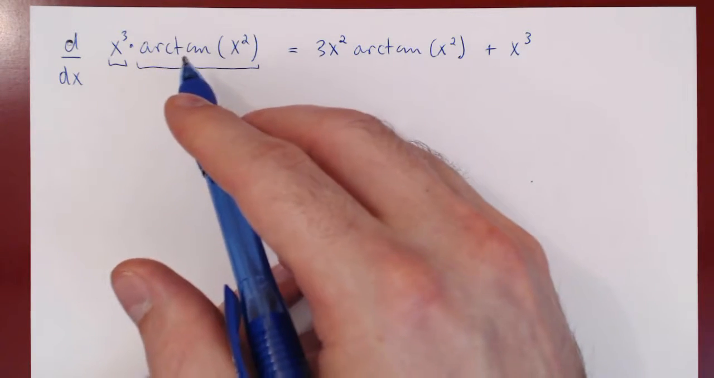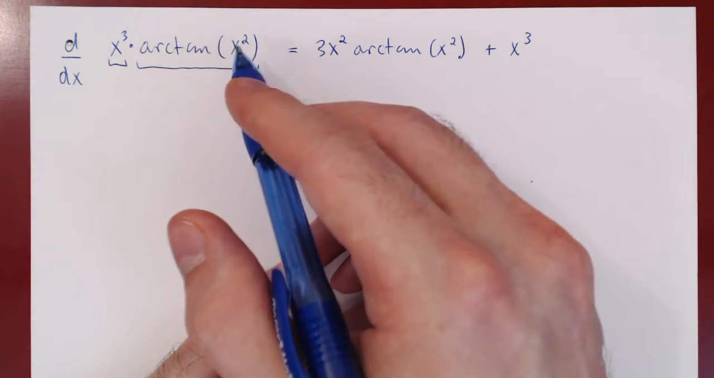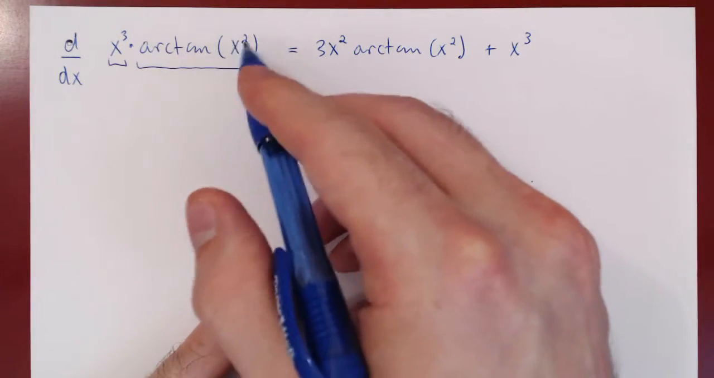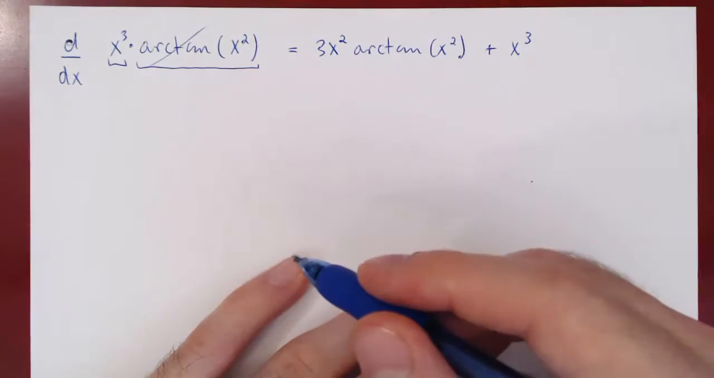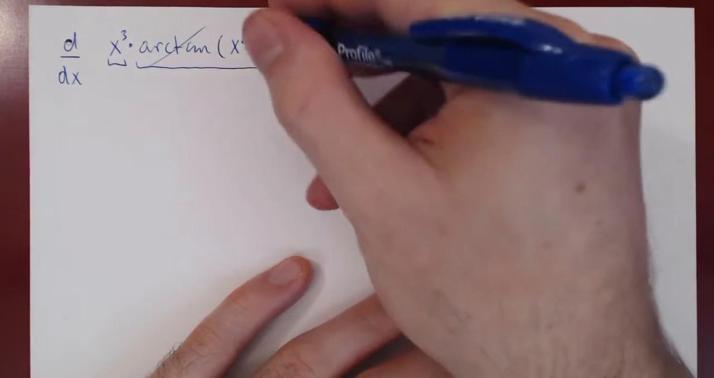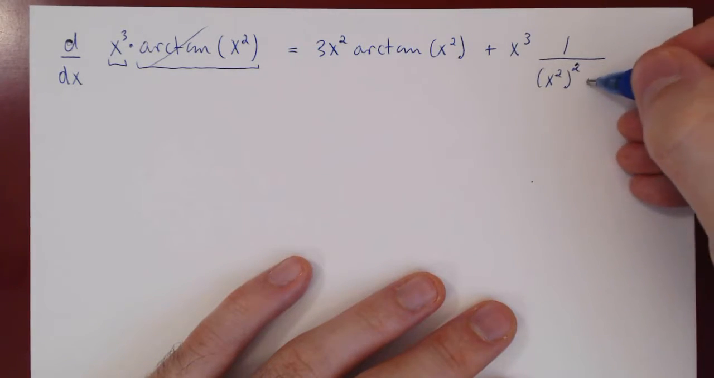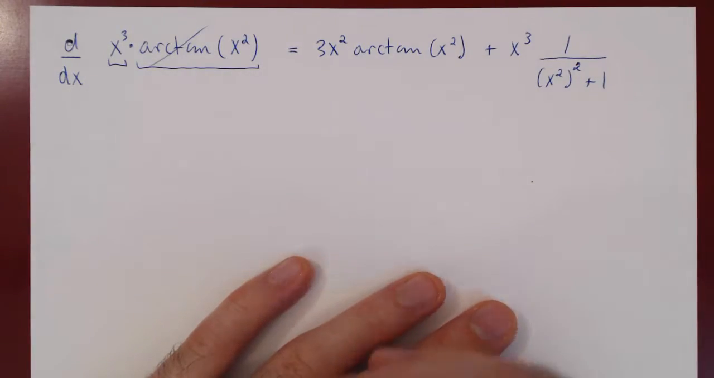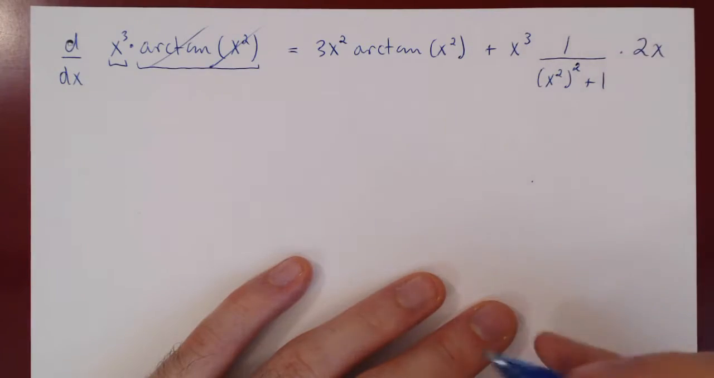And here, be careful, we have a composition. If I give you an x value, you will first square it and then take the arctangent of x squared. So we differentiate first the arctangent function. The derivative of arctan is 1 over the argument squared plus 1, times the derivative of x squared, which is 2x.